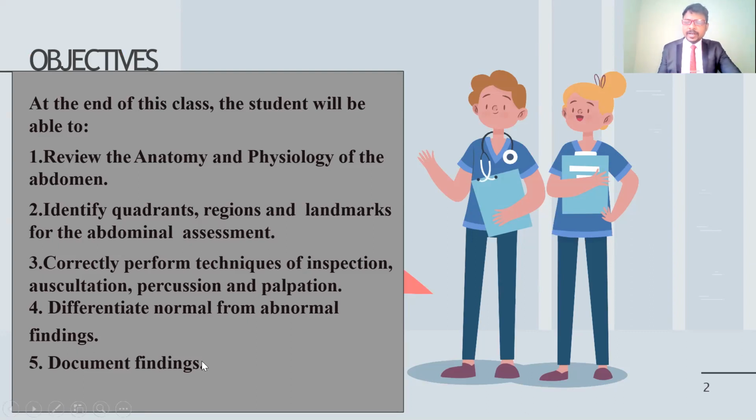So how are we going to divide the abdomen into quadrants and regions, and correctly perform the techniques of inspection, auscultation, percussion, and palpation. These are the major physical examination techniques. How are we going to perform them on the abdomen and differentiate normal and abnormal findings? What are the abnormal findings? How are we going to document during the assessment?